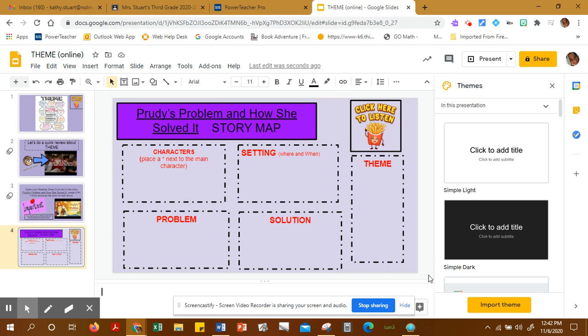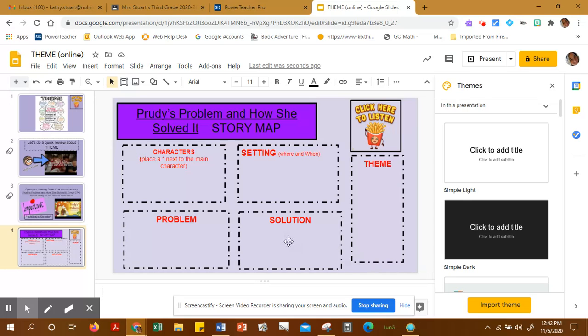I hope you liked listening and reading the story of Prudy's problem and how she solved it. It's actually one of my favorite stories that we read this year. Let's go ahead and complete the story map together. We'll revisit characters, setting, problem, solution, and theme. Don't forget, theme is our focus for today. Theme is the lesson or the moral that we are supposed to learn from the story.